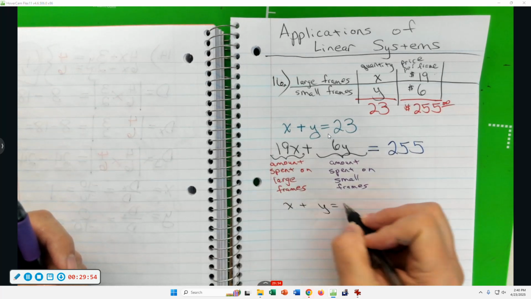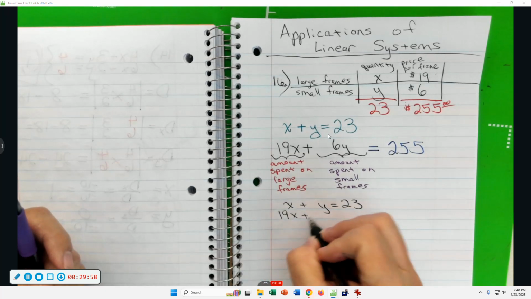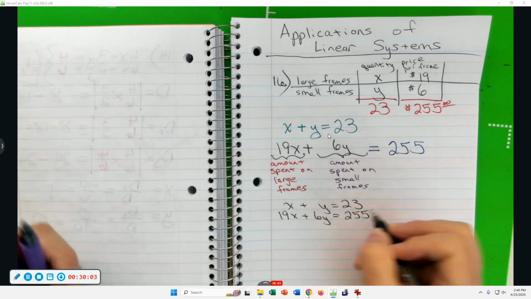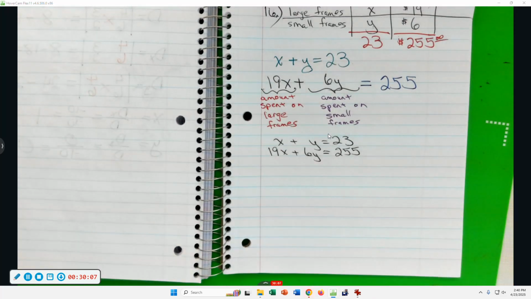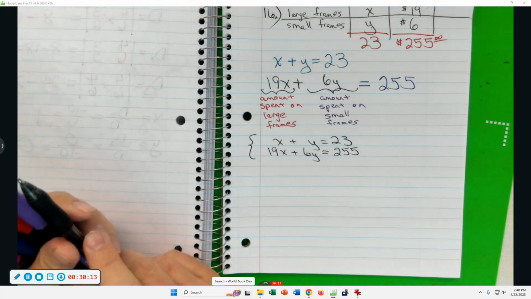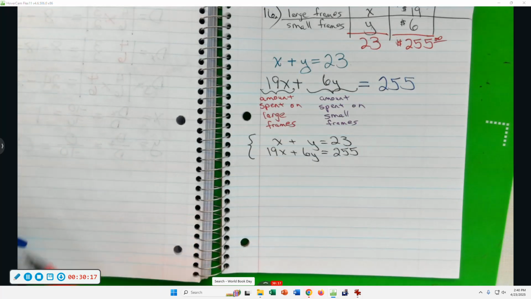So here's what we're going to have to solve. x plus y equals 23, and 19x plus 6y equals 255. At this point, I guess we could use Cramer's rule, but I don't think I'm going to. What's your favorite method, Tim? Elimination, so I'm going to use elimination.